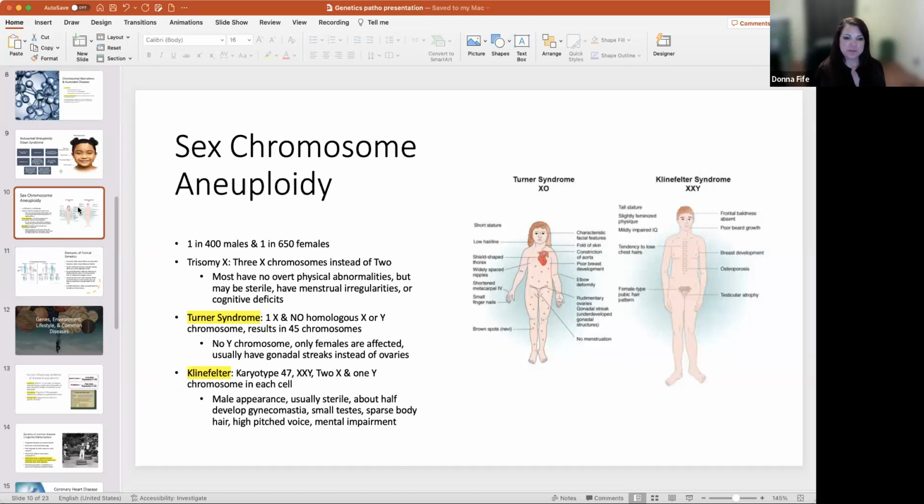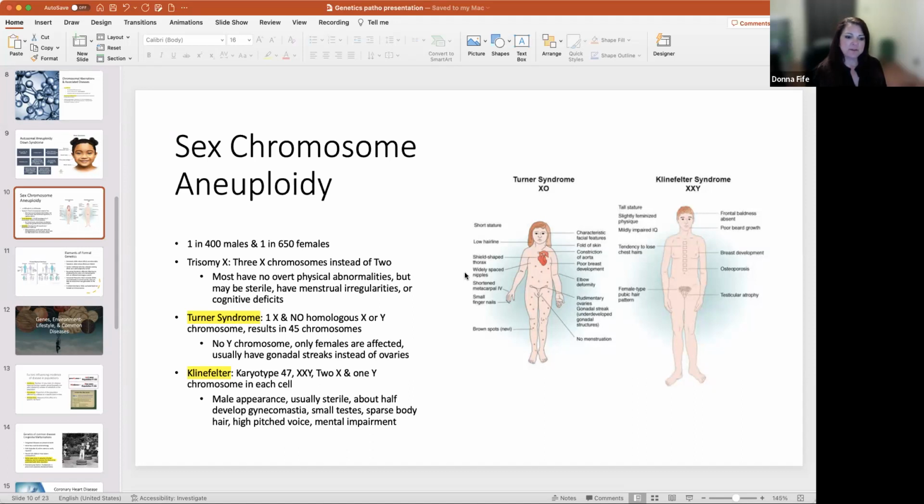We have Turner syndrome, which is 1 X and no homologous X or Y chromosome, which results in 45 chromosomes. So there is no Y chromosome, so only females are affected, and they usually have gonadal streaks instead of ovaries. And here are some of the clinical manifestations that you're going to see with Turner syndrome.